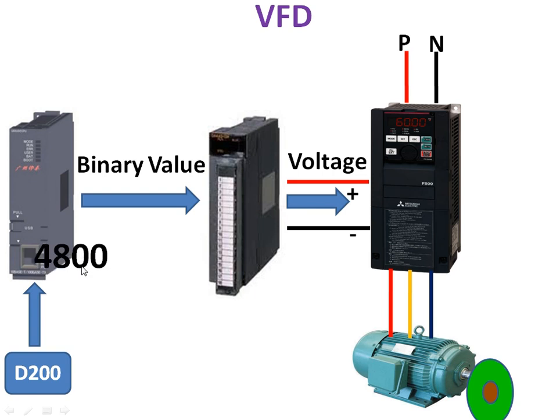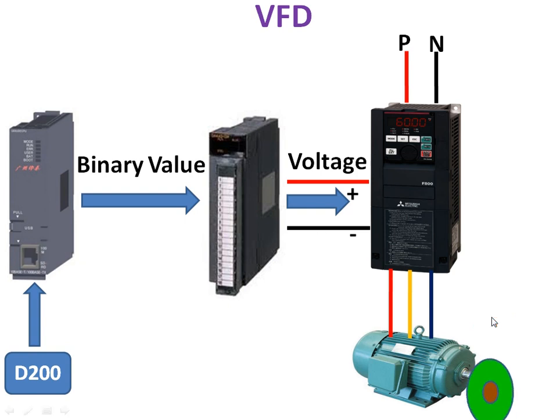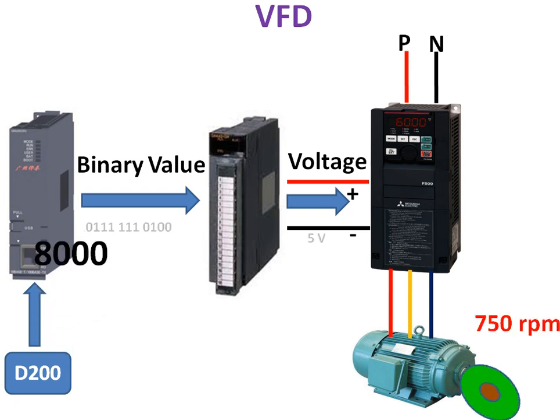If it is 4800, this is the binary. The binary is given to the analog output. So 3 volt will be generated from the analog output. If I apply 3 volt to the VFD, the machine speed will be 450 RPM. For 8000, the analog output will be 5 volt. So the machine speed will become 750.